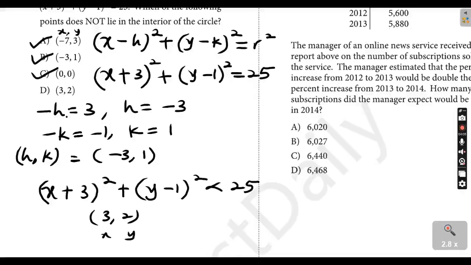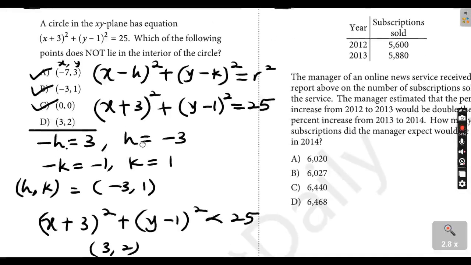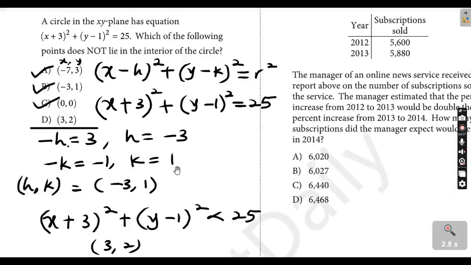Therefore, the answer we are looking for is option D. That is the point that does not lie in the interior of the circle, because it is not less than the radius, it is greater than the radius.